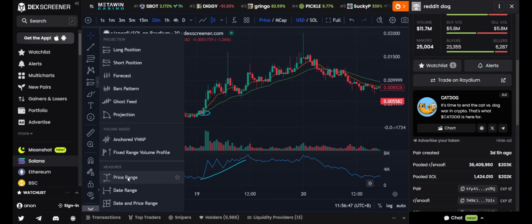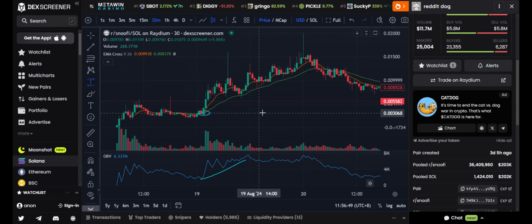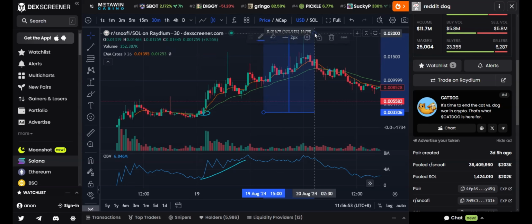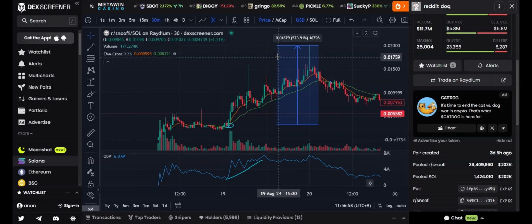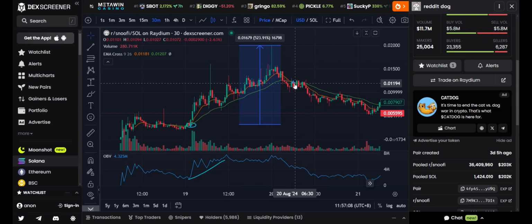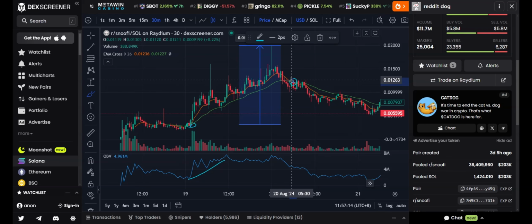So we'll go price range tool again. We'll take it from this cross up to the top. You've just made another 500% just following that strategy. Okay. And let's say, for argument's sake, you waited, right? You didn't know where to take profits and you waited for the cross down. And as you can see here, we have a cross down on Reddit Dog right there.